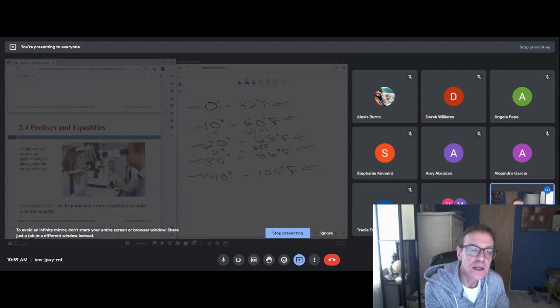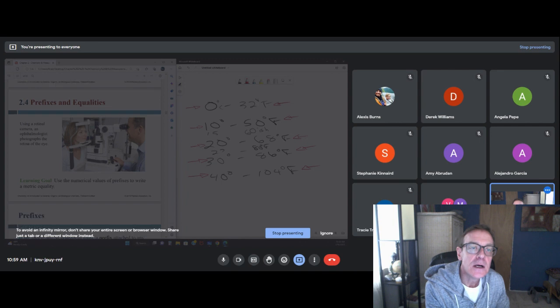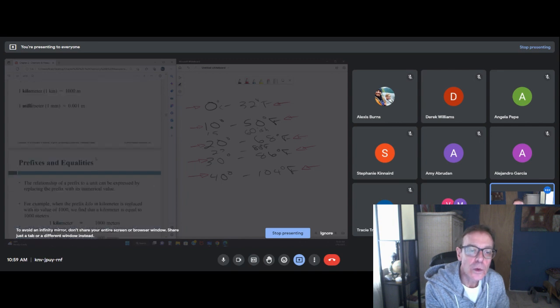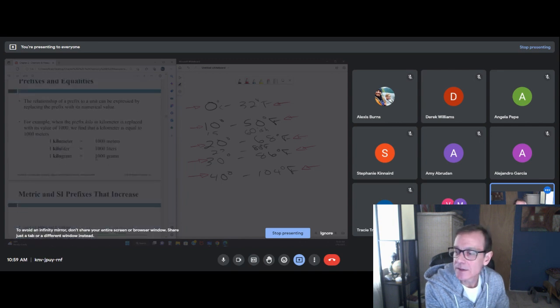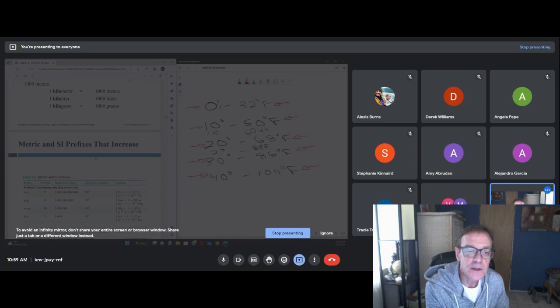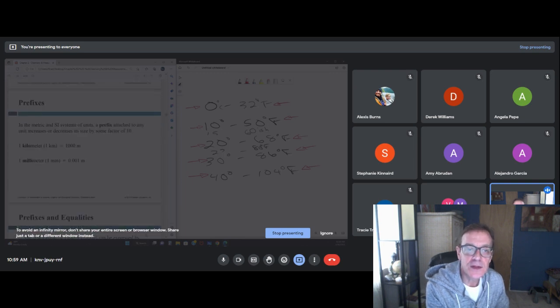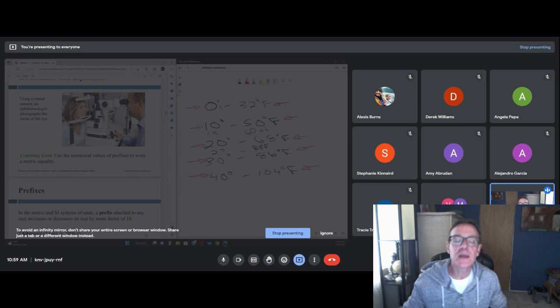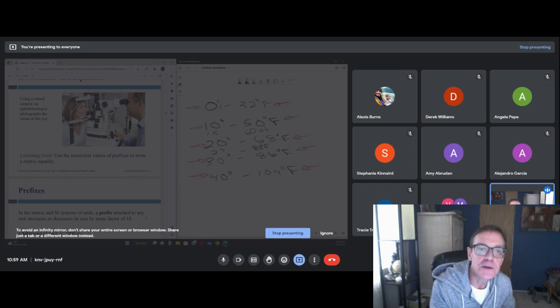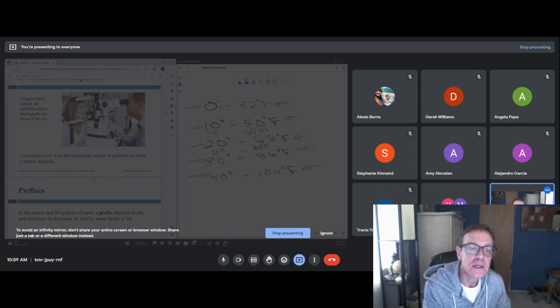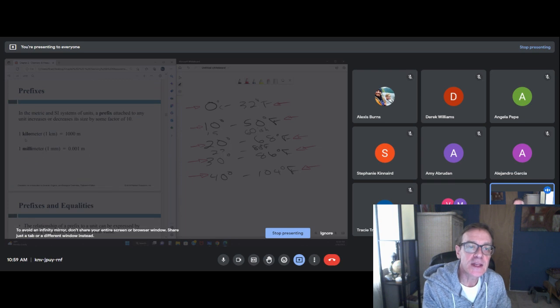Okay. For prefixes and inequalities. Okay, I'm going to hit this next one a little quickly again. Then in my review, I'm going to circle back to it. So prefixes, kilo is 1,000, milli is 1,000th.